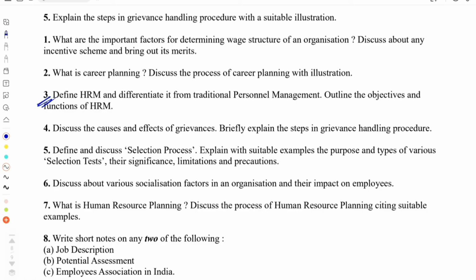So next again, what is human resource planning? Discuss the process of human resource planning, citing suitable examples. What is human resource planning? It is the continuous process of systematic planning ahead to achieve optimum use of an organization's most valuable assets, that is humans, that is quality employees. Ensure the best fit between employees and jobs while avoiding manpower shortage or surplus.